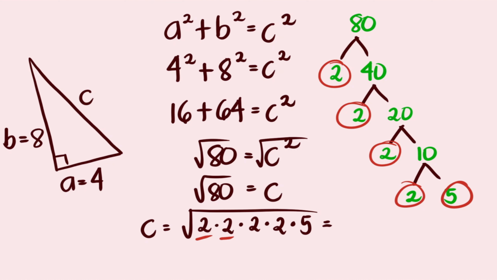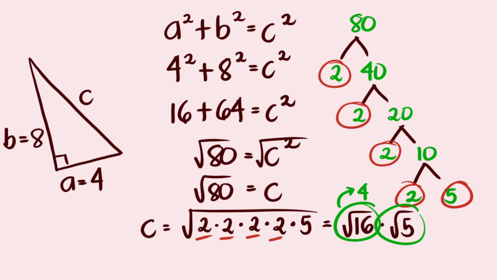Now, 2 times 2 is 4. 4 times 2 is 8. 8 times 2 is 16. We can rewrite this as square root of 16 times square root of 5. Now, square root of 16 is 4, so we have 4 times square root of 5. And this should be our answer in radical form. Now, in decimal form, it should be equal to approximately 8.944.